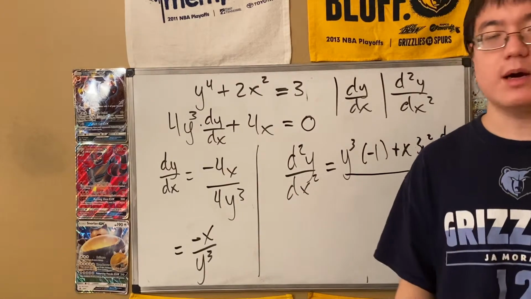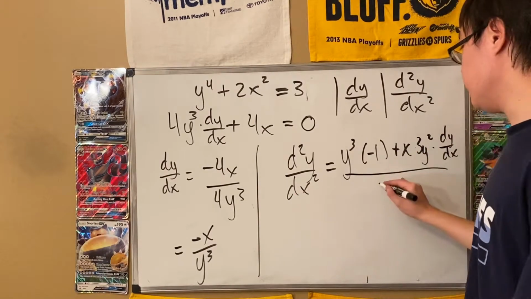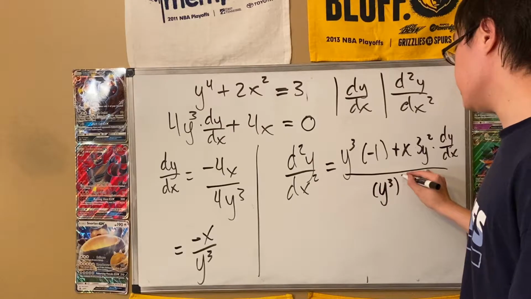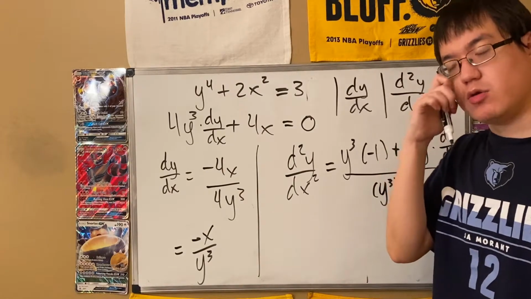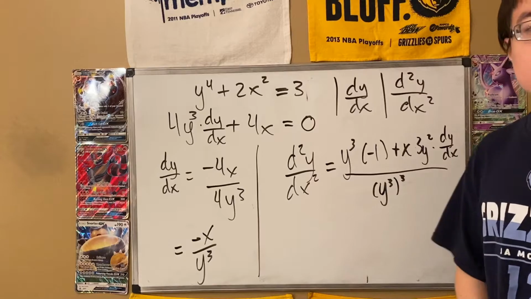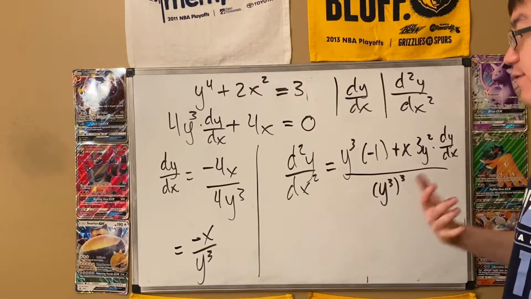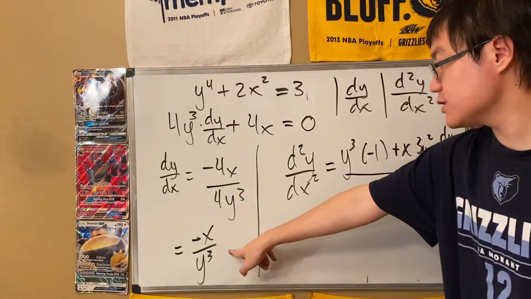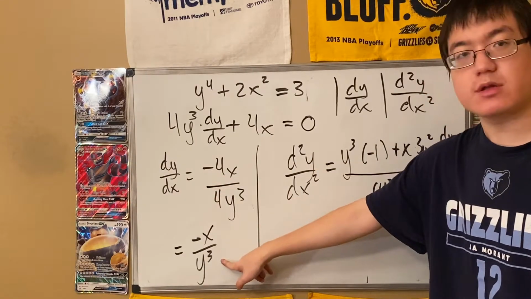Furthermore, don't forget to divide by low low. It is a common mistake, but when you divide by low low, it's going to be y cubed squared. So now what we need to do is simplify the question a little bit. Notice that we have a formula for dy/dx. It's actually this thing right here. dy/dx is equal to this.